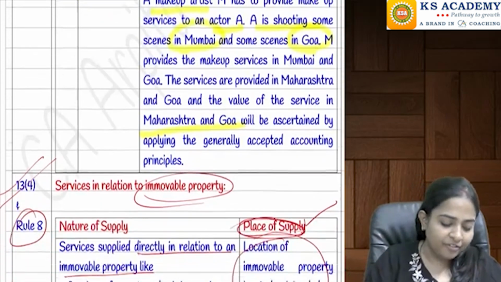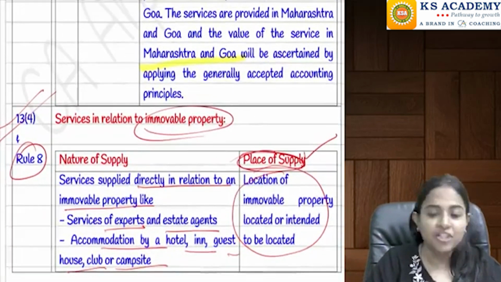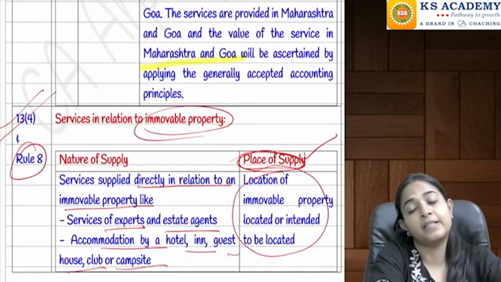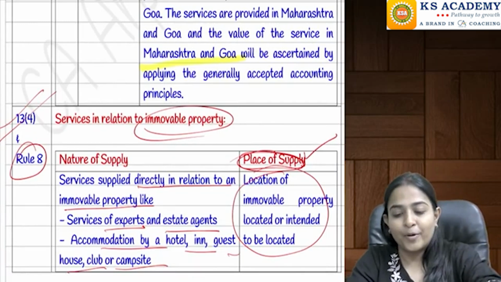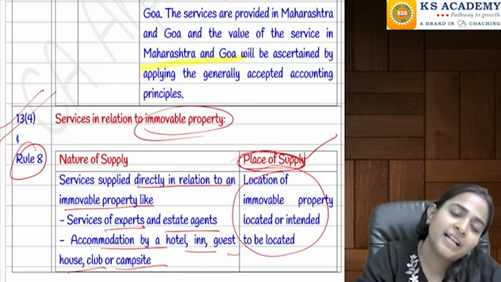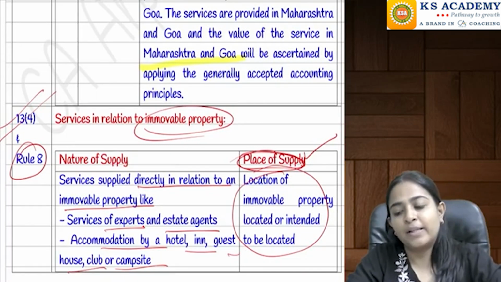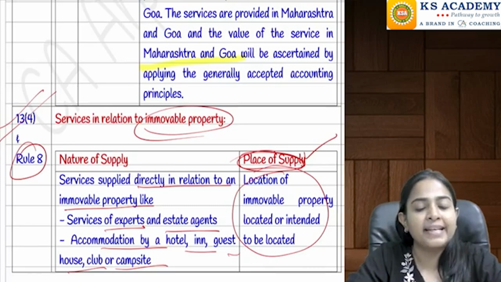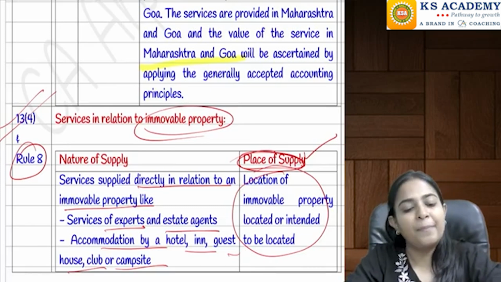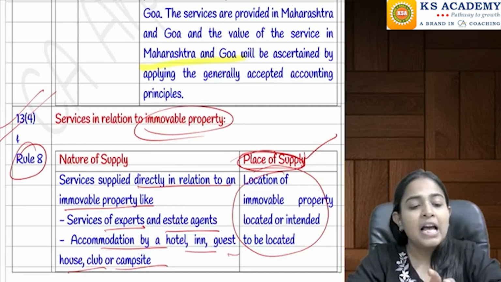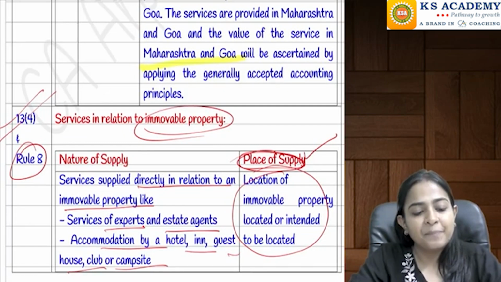Okay, then after that, going on to the next section, that is section number 13, subsection 4. Section 13(4) was talking about services in relation to immovable property. We have already seen immovable property under section 12(3) also, if I am not wrong. Yes, in section 12(3) we had seen. So what will be the place of supply in this case? The place of supply will be the place where the immovable property is located. Did we do the same thing?